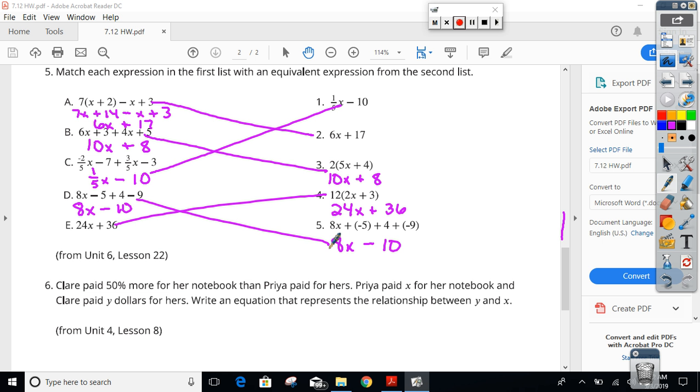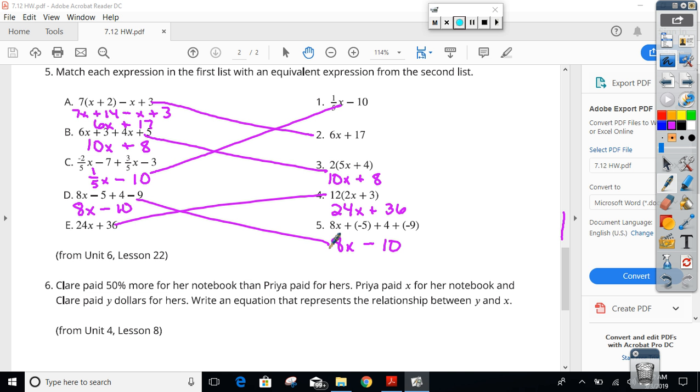Okay, last problem. Claire paid 50% more for her notebook than Priya paid for hers. Priya paid X for her notebook, and Claire paid Y dollars for hers. Write an equation that represents the relationship between Y and X. Well, if Claire paid 50% more for her notebook, it means she paid as much as Priya paid plus another 50% of what Priya paid.